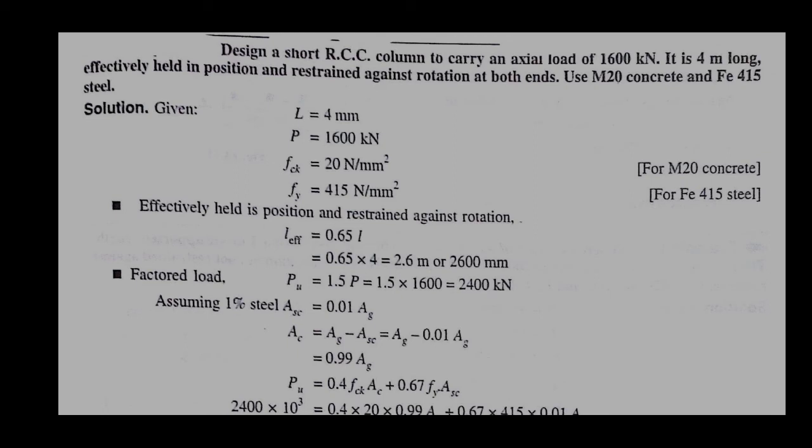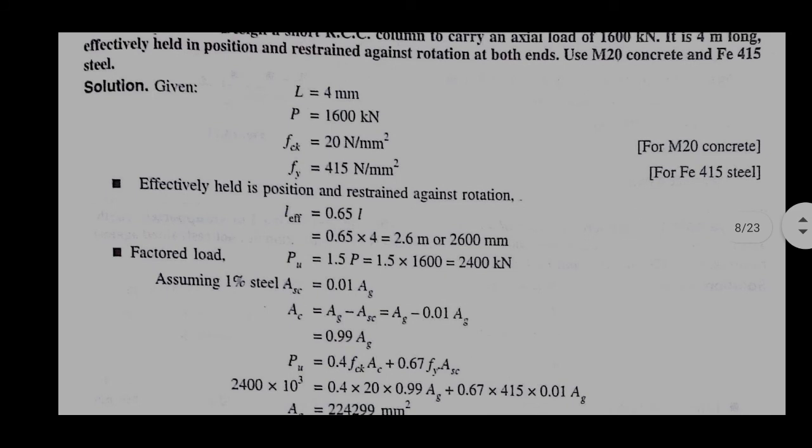So, that is equals to 0.01 of Ag, the gross area, right. So, AC is equals to Ag minus ASC is equals to Ag minus 0.01 Ag. So, that is equals to 0.99 Ag. So, area of concrete is 0.99 Ag. So, Pu is equals to, we know the formula, 0.4 FCK AC plus 0.67 Fy ASC. This formula is as per clause number 39.3.